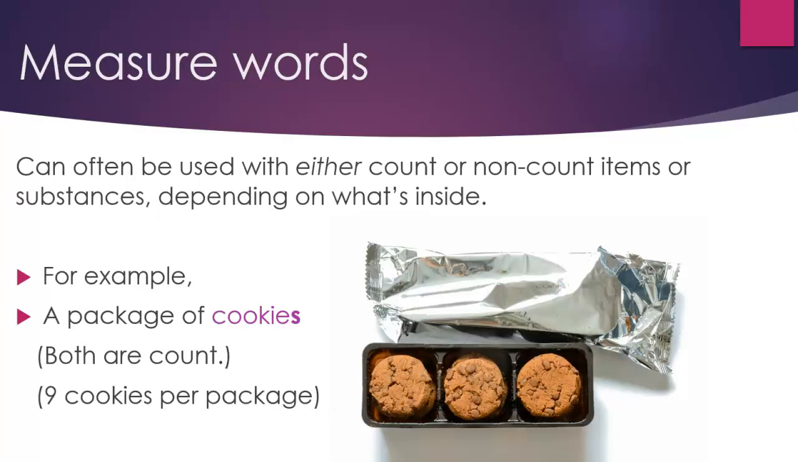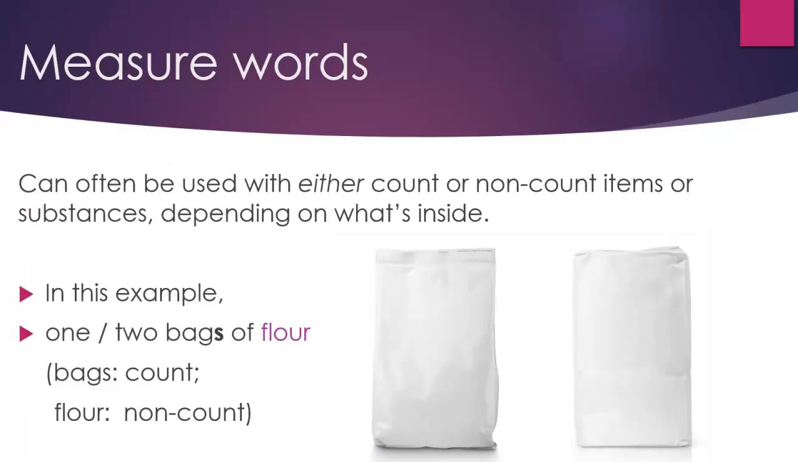Measure words can often be used with either count or non-count items or substances, depending on what's inside. For example, a package of cookies. Both the package and the cookies are count. There are 9 cookies per package. We could also say 2 packages of cookies. In this example, 1 or 2 bags of flour. The bags are count. The flour is non-count.